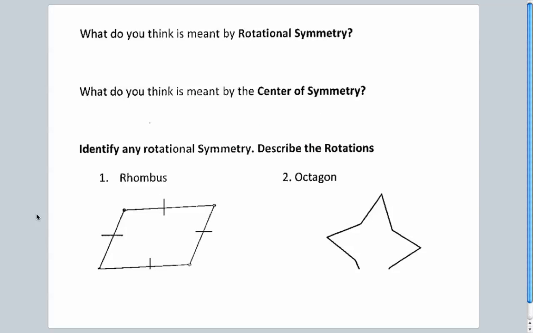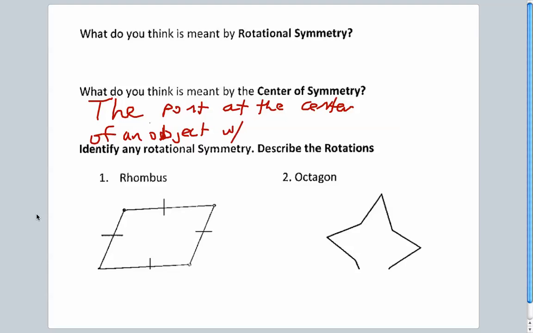And then let me give you an actual definition for center of symmetry. The actual definition for center of symmetry is the point at the center of an object with rotational symmetry. And that's it. Okay, so that's what we've got for the center of symmetry.